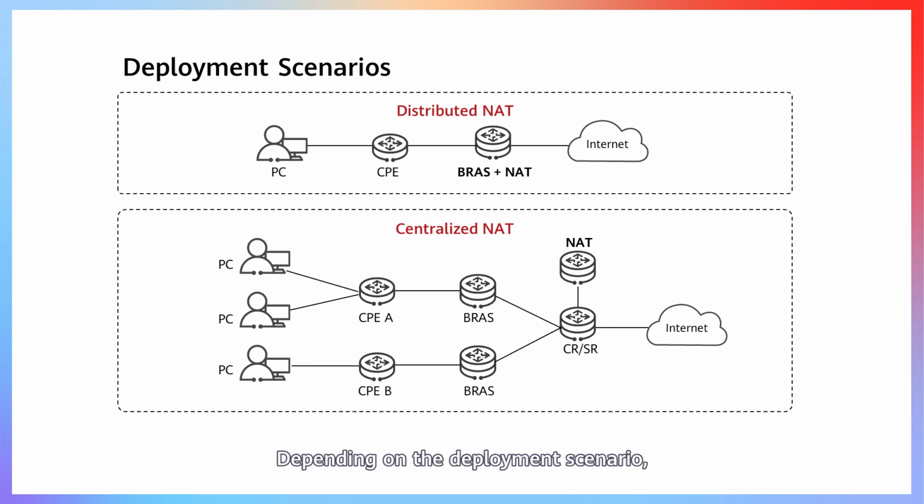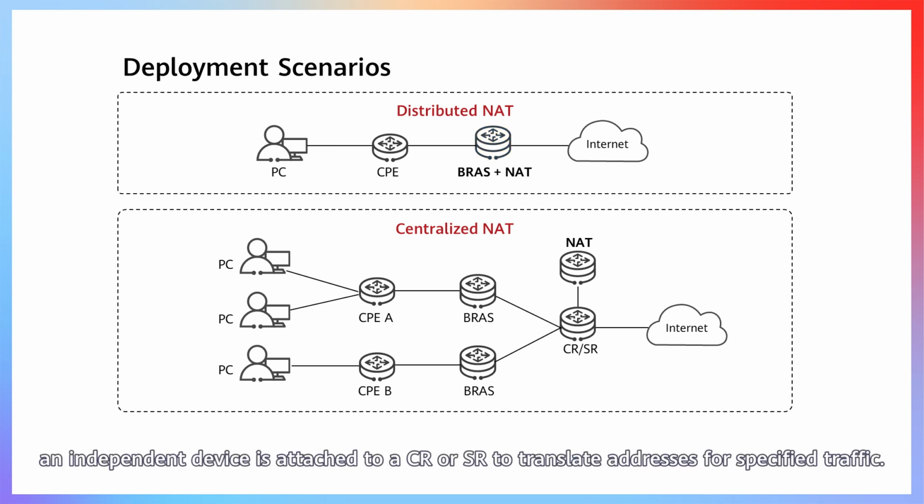Depending on the deployment scenario, NAT can be classified into distributed NAT and centralized NAT. In distributed NAT scenarios, NAT-capable service boards are directly installed on other devices such as BRAS to implement NAT. This mode seamlessly integrates the BRAS and NAT functions. When users go online, they are assigned public IP addresses, which they always use when they are online. In centralized NAT scenarios, an independent device is attached to a CR or SR to translate addresses for specified traffic.